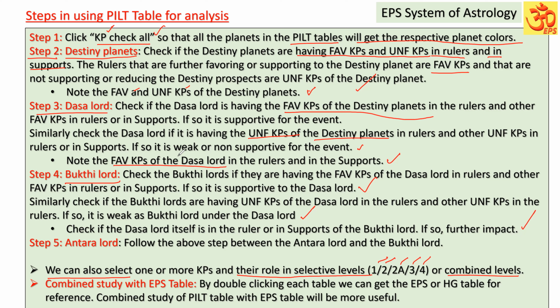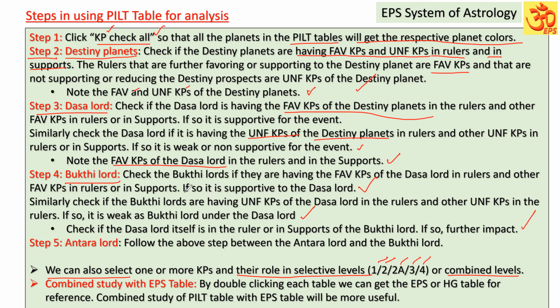Suppose the Dasa Lord itself is a favorable key planet. I mean, suppose Jupiter is the Dasa Lord, in the star and sub of other rulers. The Dasa Lord itself is a strong favorable key planet. If the Dasa Lord itself is playing a role in the Buddhi Lord as a ruler, at star level or sub level, importantly star level or sub level, then it is going to get more impact of the Dasa Lord. It is going to be stronger under that Dasa Lord.